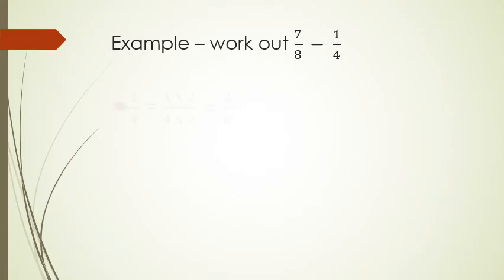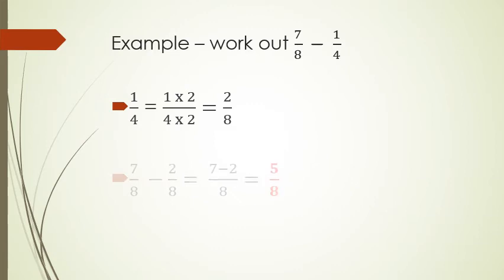So 1 by 4 is equal to, you are going to multiply both the numerator and denominator by 2 and then you get a new fraction, that is 2 by 8. Now the denominator in both these fractions will be the same, 8. So now we will replace this 1 by 4 with 2 by 8 and then we will do the subtraction.